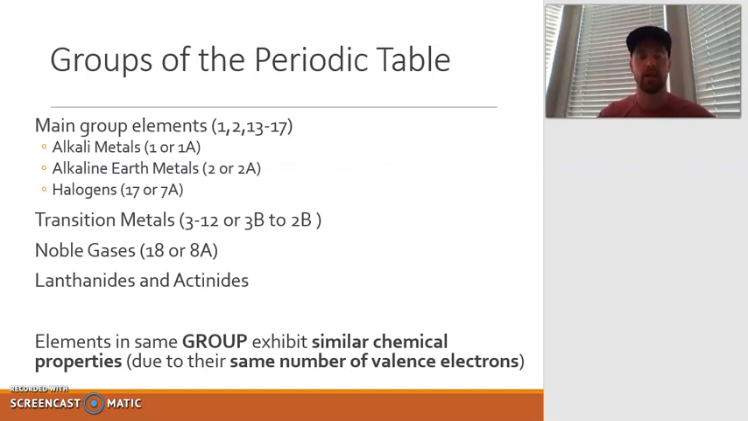Also included in the main group elements, which is located on this slide, are the noble gases, which are group 18. And then the elements that fall down in groups 3 through 12, those are considered to be the transition metals. Let's not forget those two rows at the very bottom of the periodic table, which are sometimes referred to as the inner transition metals, but we also refer to them as the lanthanides and the actinides. Now, we've discovered that elements that exist in the same group tend to have very similar chemical properties. And the reason for this is because they contain the same number of valence electrons, which we learned in the last topic are the electrons involved in chemical bonding.